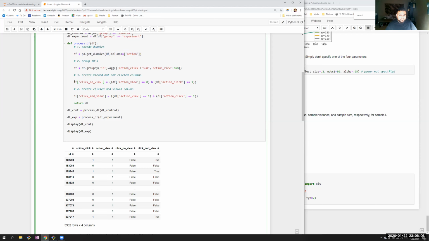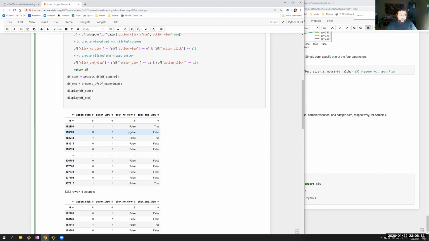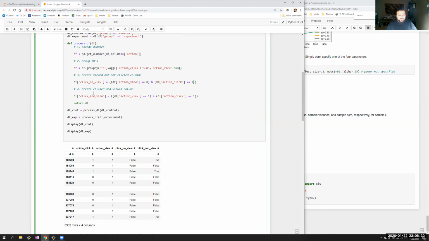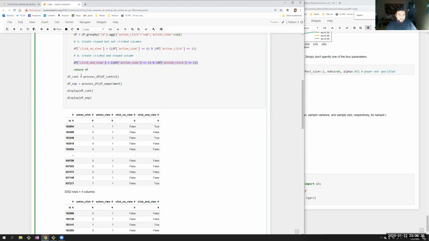We're creating a new column to see if anybody clicked the website but didn't view it, which would have been strange. I couldn't find any cases of that happening, so that was a good thing. The next one is whether they viewed the website and then also clicked on it, which I think is more on point for what we're trying to do. The second column we create puts in a Boolean value if that's the case. Like I said, we pass both the control and experiment data frames into it.